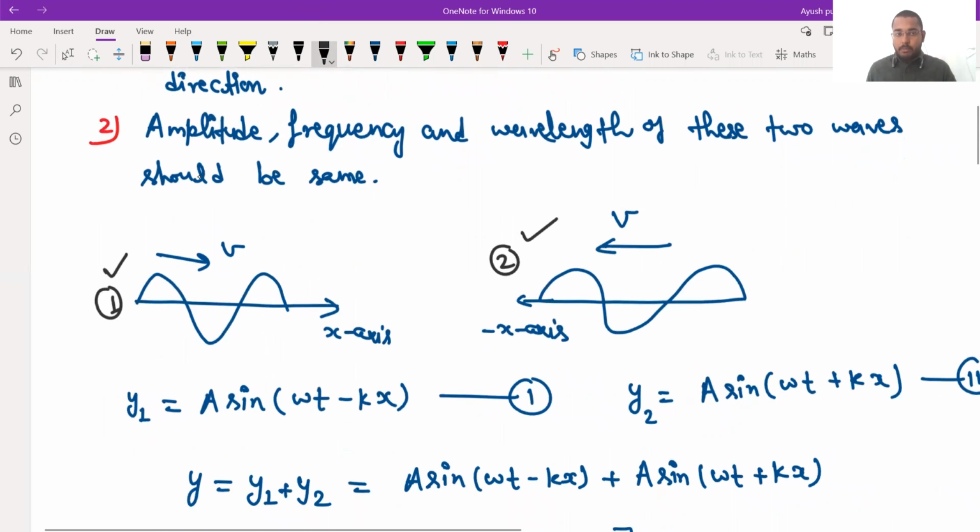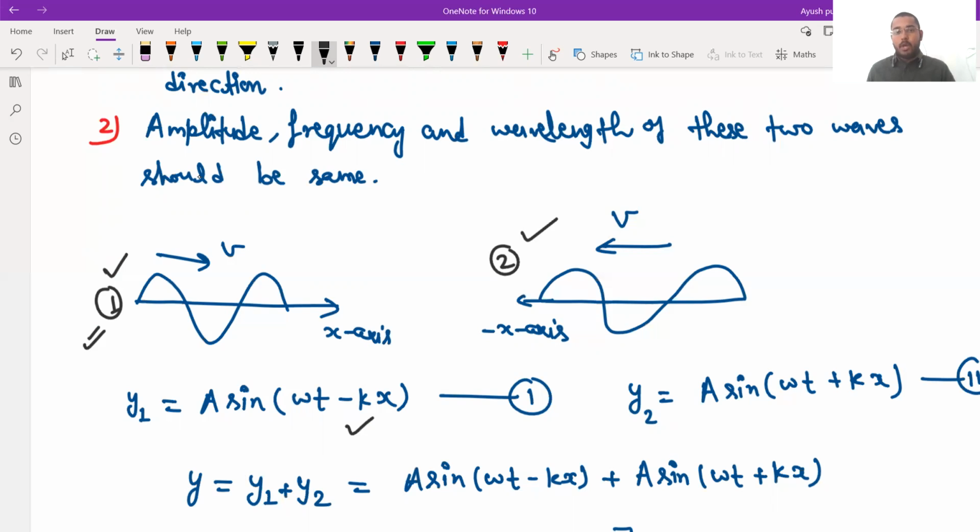The equation of wave one is y1 equal to a sin(ωt − kx), because this wave is traveling in the positive x-axis. That's why the equation looks like this. And the equation of the second wave will be y2 equal to a sin(ωt + kx), because this wave is traveling in the negative x-axis.